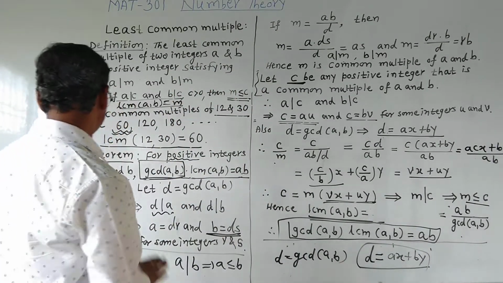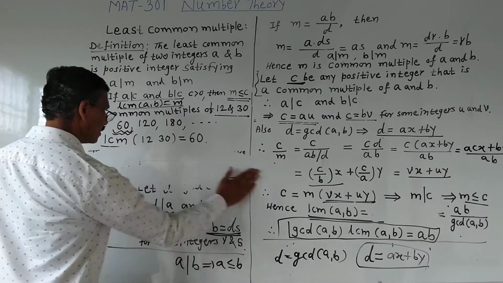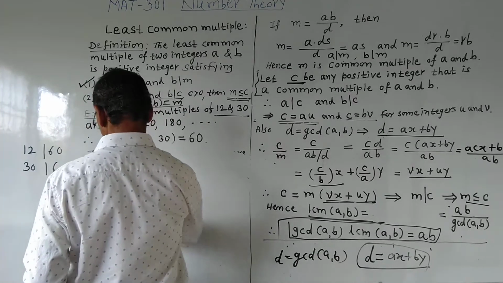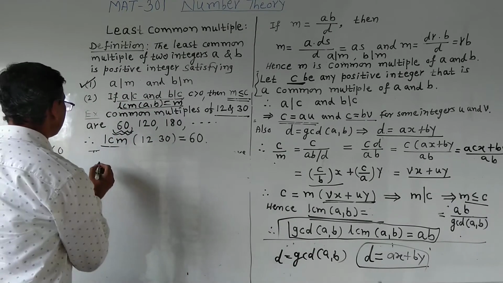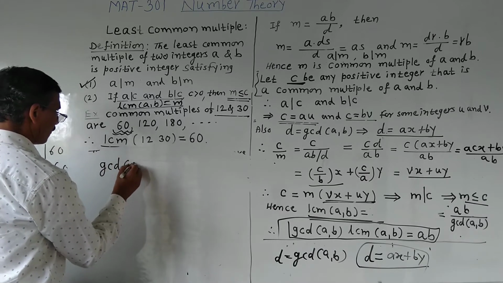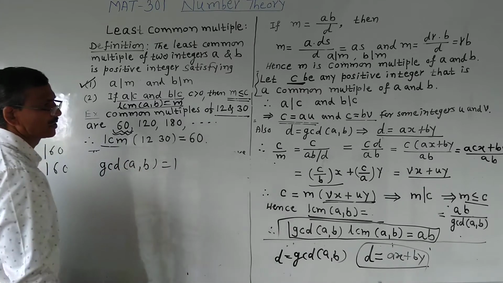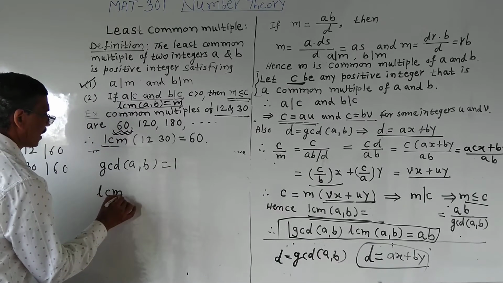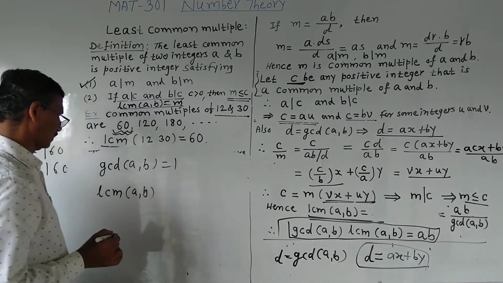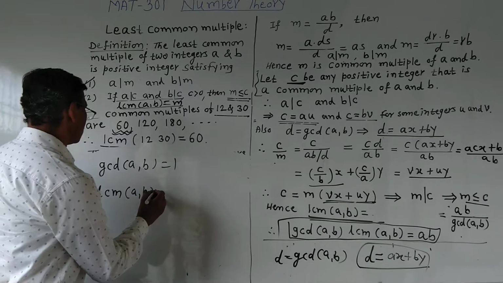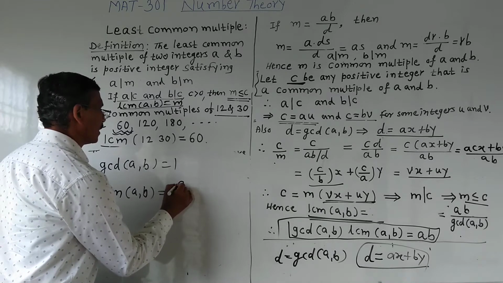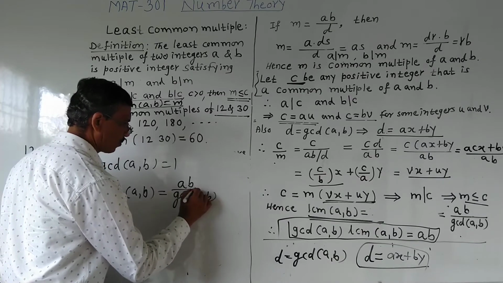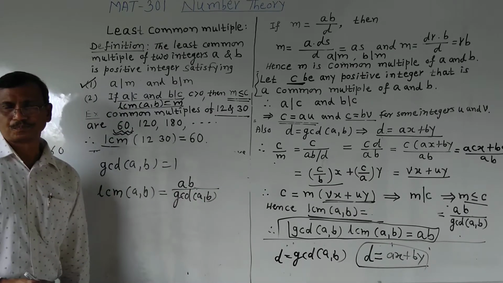But in this result, what happened? Look here. What happens if GCD of a, b is equal to 1? Then, what is the formula? LCM of a, b is equal to ab upon GCD of a, b. This is a formula by the theorem.